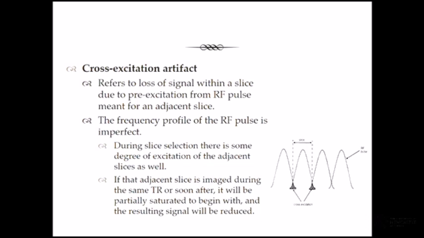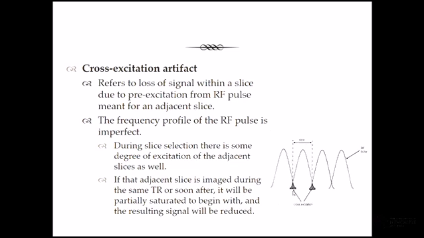So the frequency profile of the RF pulse is imperfect. We think that when we turn on a slice it has a rectangular shape, but it doesn't, because the inverse Fourier transform to get that shape is what we call a sinc pulse. That's what a sinc pulse looks like.